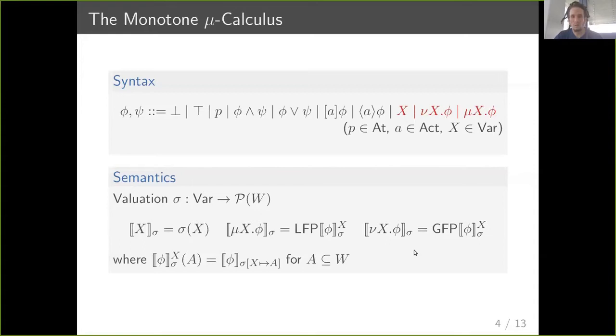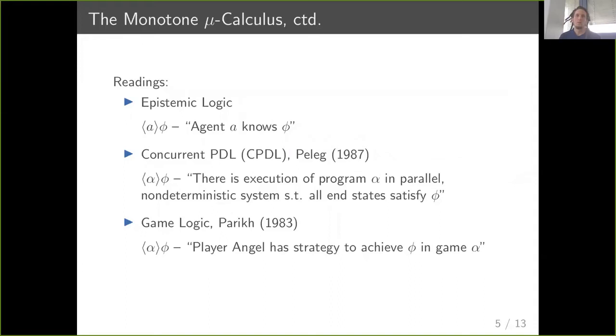So this monotone mu calculus has appeared in previous research in various forms. For instance, epistemic logic is an instance. Here we have operators diamond A phi coming with the intuition that some agent A knows phi to be true, corresponding to the situation that there is a neighborhood where phi holds everywhere.